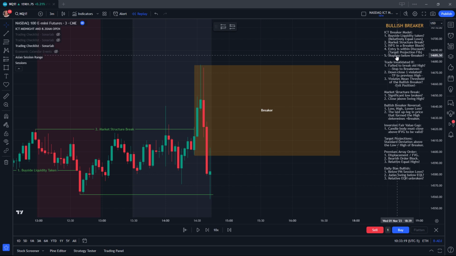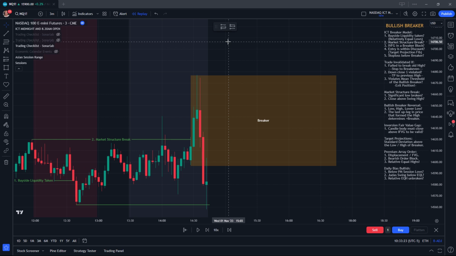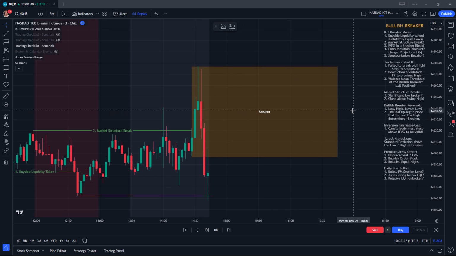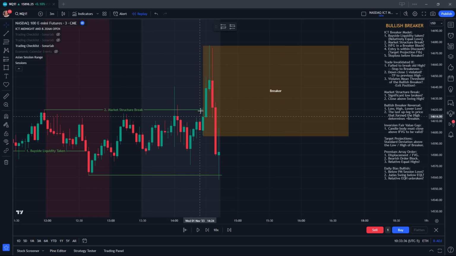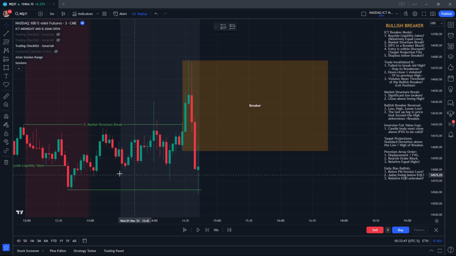Then we need to figure out a way to enter this. The idea is price is going to come up, then it's going to come back down, and that's where we want to enter. But this is where the rules allow for a little bit of coloring outside of the lines. One way to do it might be to just anticipate that this was the sweep on liquidity, and if price comes back down here again, we could just enter a buy position here. That's more advanced, a bit more risky.